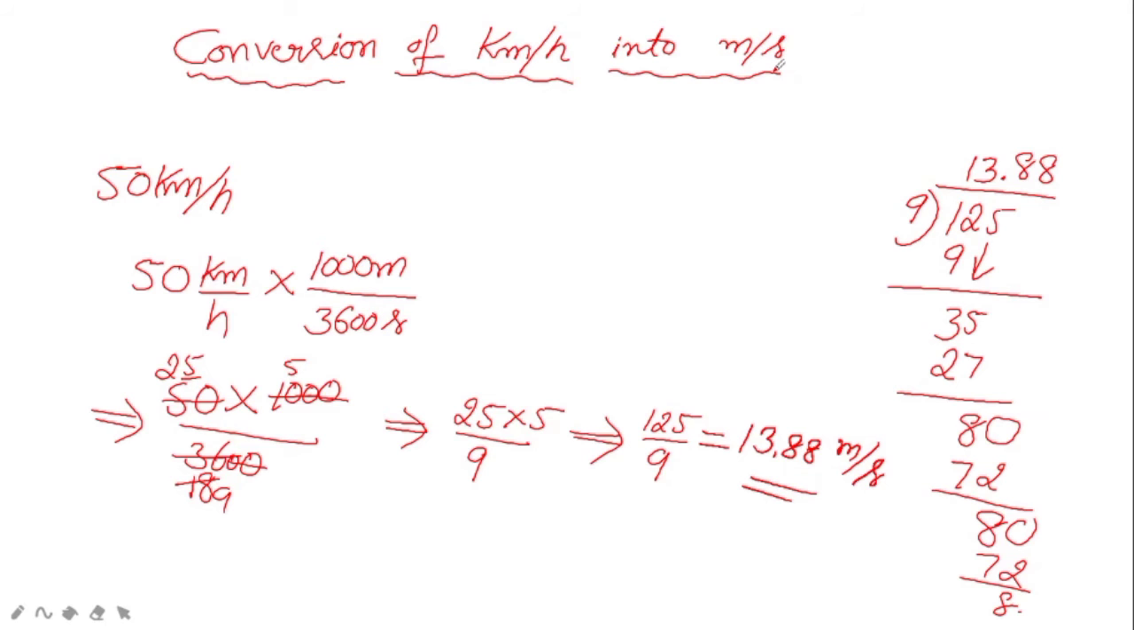So now we will solve one more problem. For example, if I take 84 kilometer per hour, how can we convert this 84 kilometer per hour into meter per second? As usual, write 84 into, convert the kilometer into meter. 1 kilometer is equal to how many meters? That is 1000 meter divided by 1 hour is equal to how many seconds? This is 3600 second.